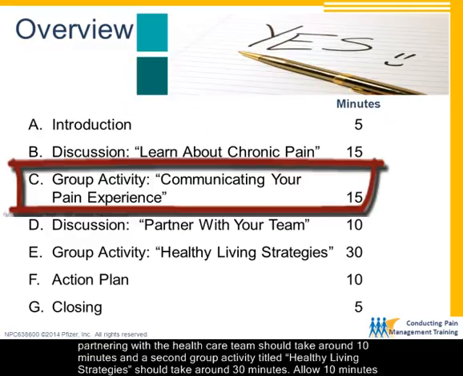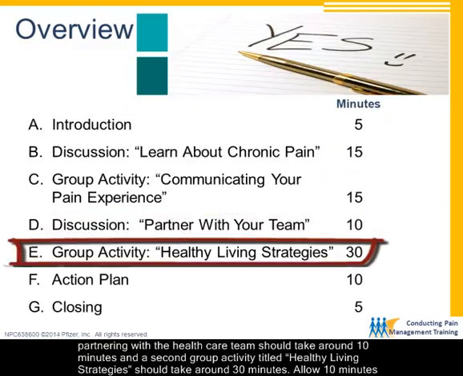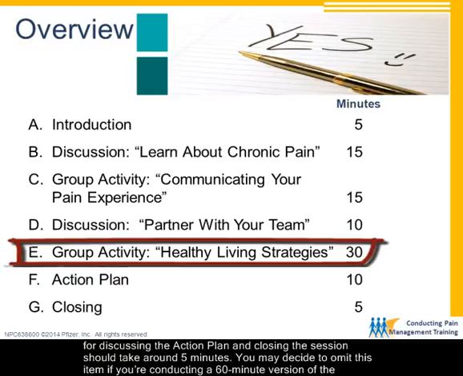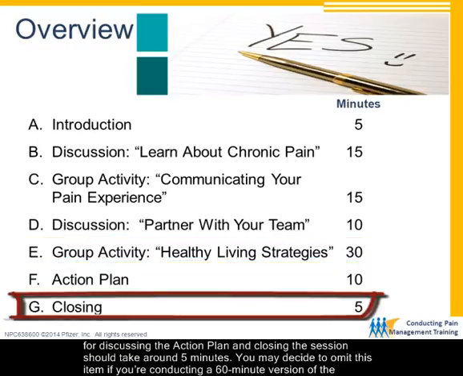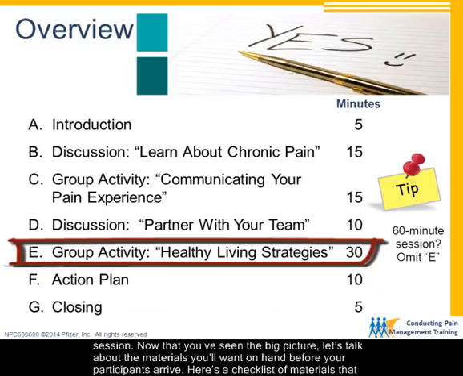A discussion about partnering with a healthcare team should take around 10 minutes, and a second group activity titled Healthy Living Strategies should take around 30 minutes. Allow 10 minutes for discussing the action plan, and closing the session should take around 5 minutes. You may decide to omit this item if you are conducting a 60-minute version of the session.